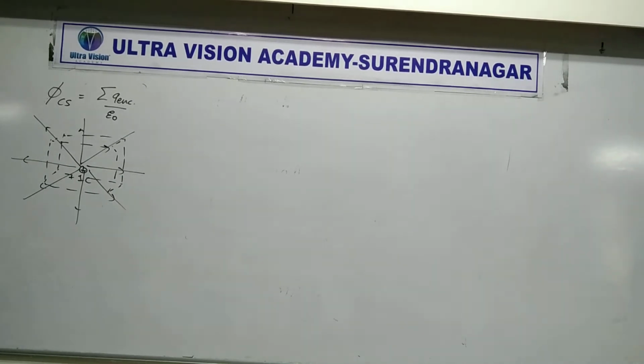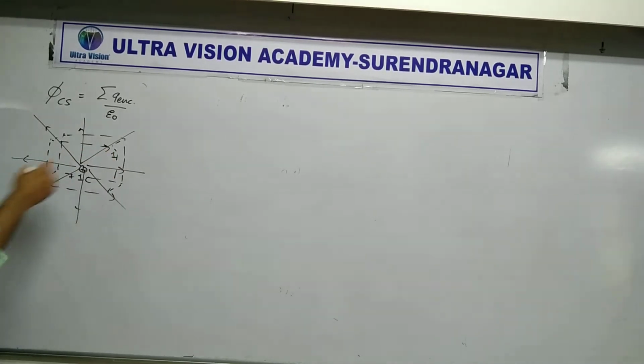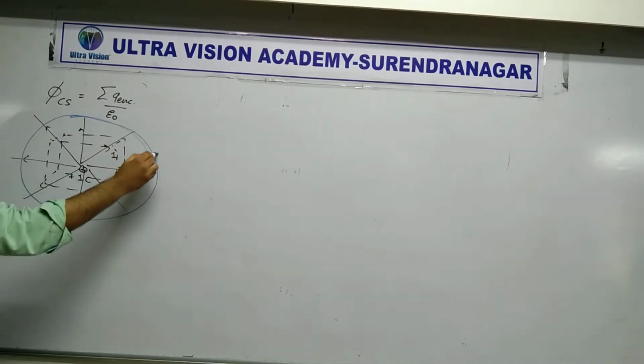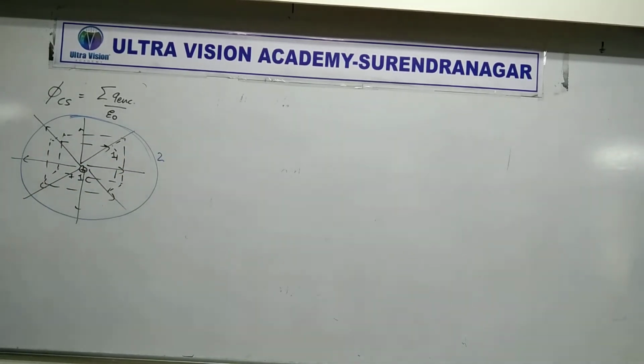Now, instead of this cube, let's say the cube is surface number 1, close the surface number 1. Now, close the surface number 2. Let's say I make a sphere around the positive charge. This is the sphere around the positive charge, that's our closed surface number 2. Through which of these will more field lines pass?